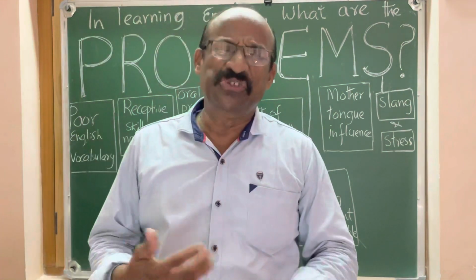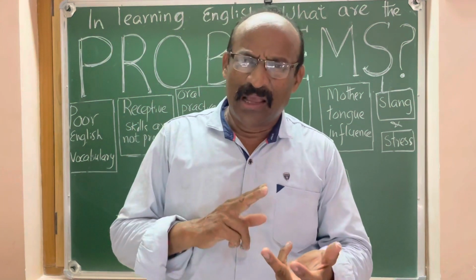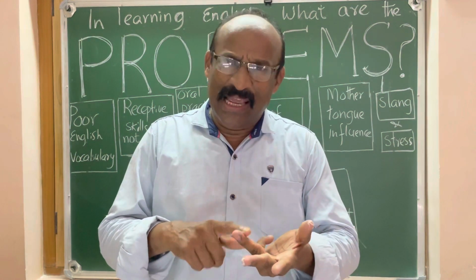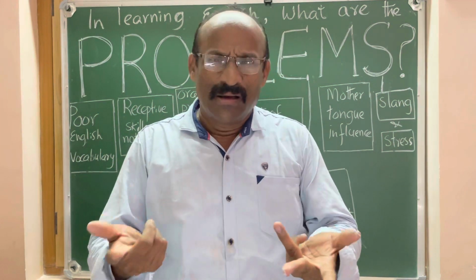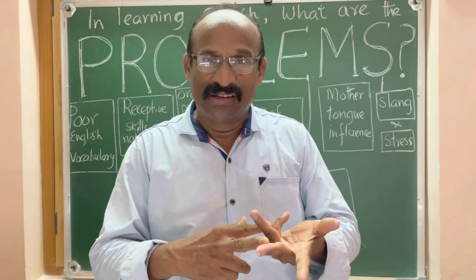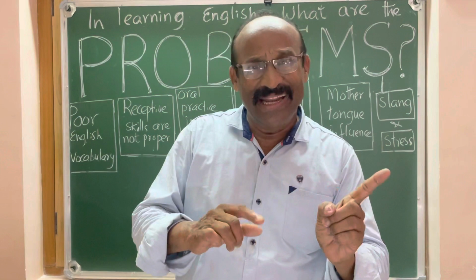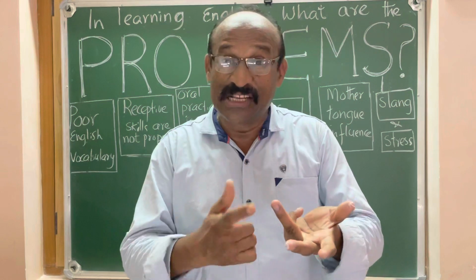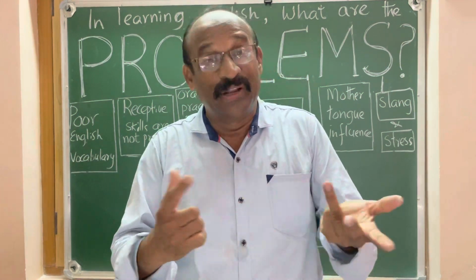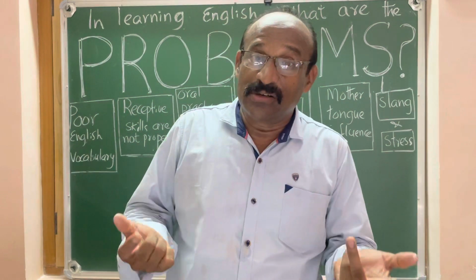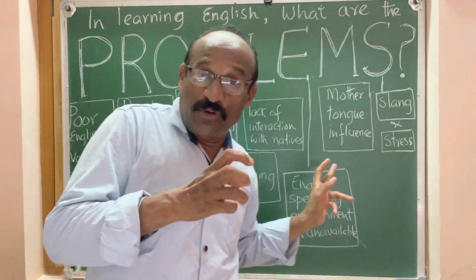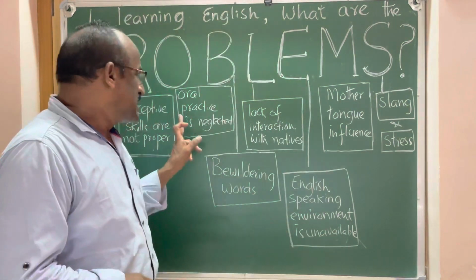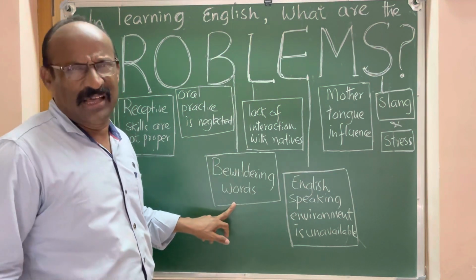Then comes bewildering words. Bewildering means confusing. For example, come, came, come: come is present tense, came is past tense, and again come is the past participle. There is a confusion. Like that, take read, read. Read is the present tense, and read is the past tense. The spelling is the same, but the pronunciation is different. When we face words like this, we feel confused in expressing our ideas. A lot of such words are there.